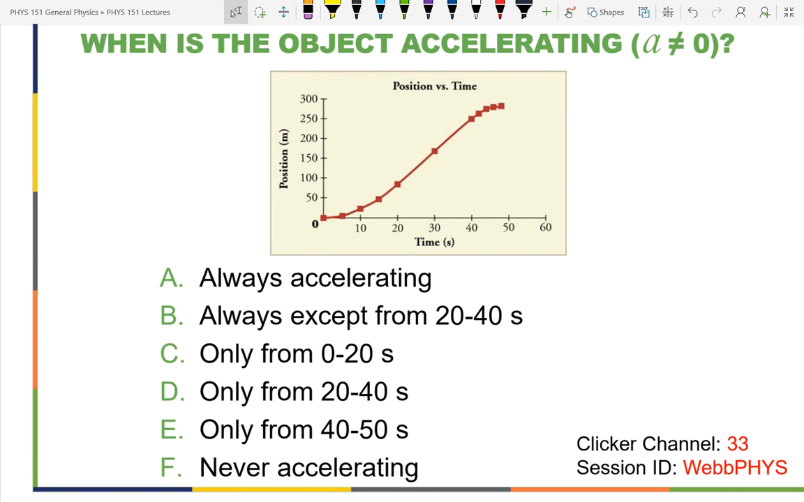Ed. Yes, deceleration is acceleration not equal to zero. That's correct. Okay.